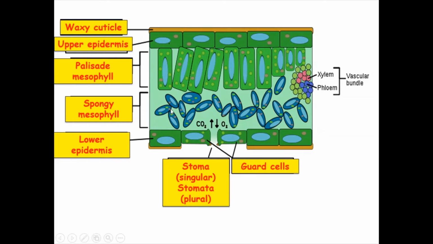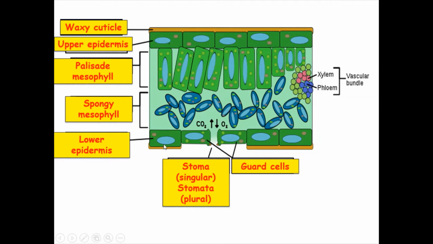The next layer down is the spongy mesophyll. This is where gas exchange happens. The cells here are packed loosely for efficient gas exchange. The gas will come in and out of the stomata, which we'll get to in a minute, and this is where the gas exchange happens.